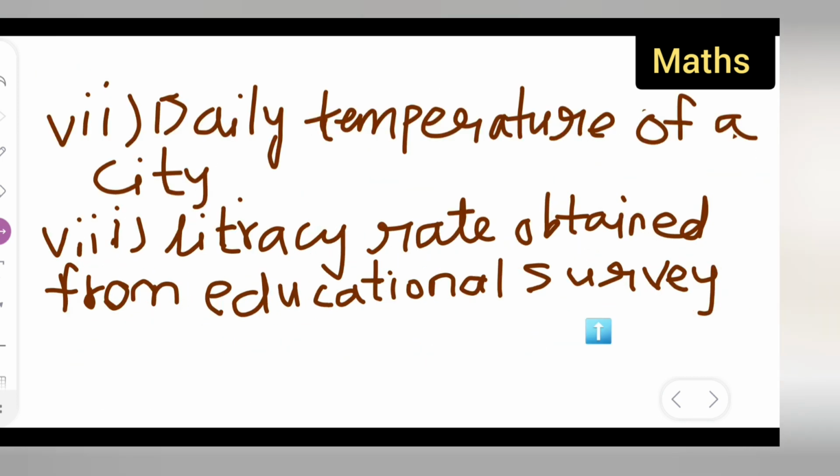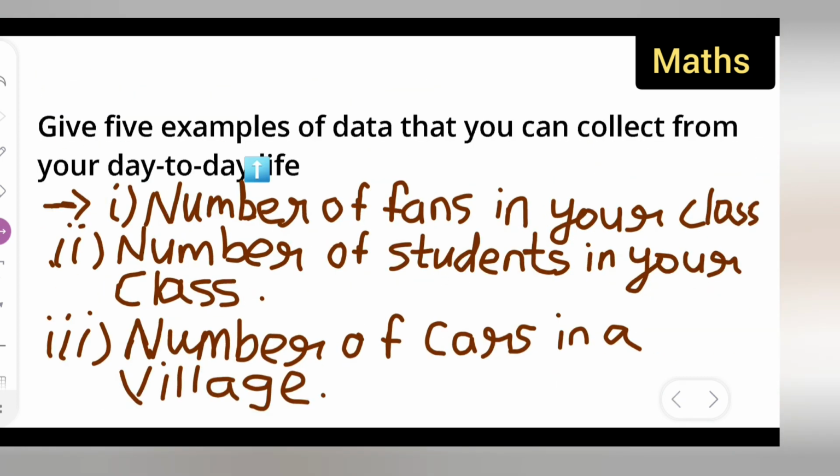So in question number 1, I have already given you all the number of fans in your class. Number of fans in your class is what? Is it primary or secondary? Primary data is what? Data collected by the investigator herself or himself with a definite objective in her or his mind. So it is primary. So this is nothing but primary data, right?